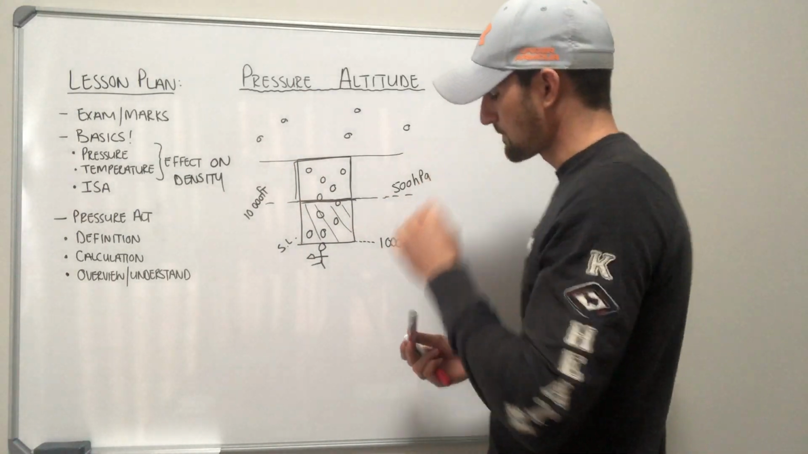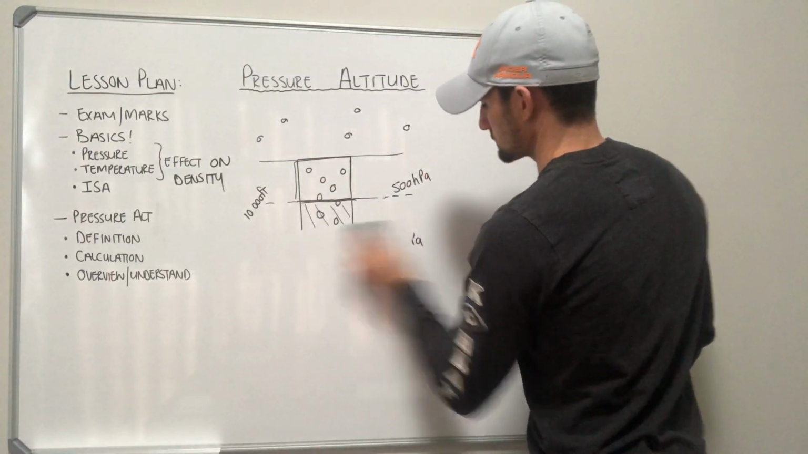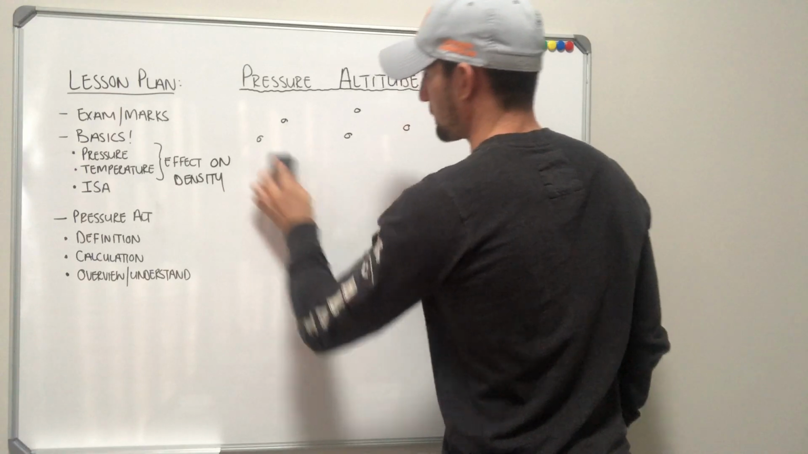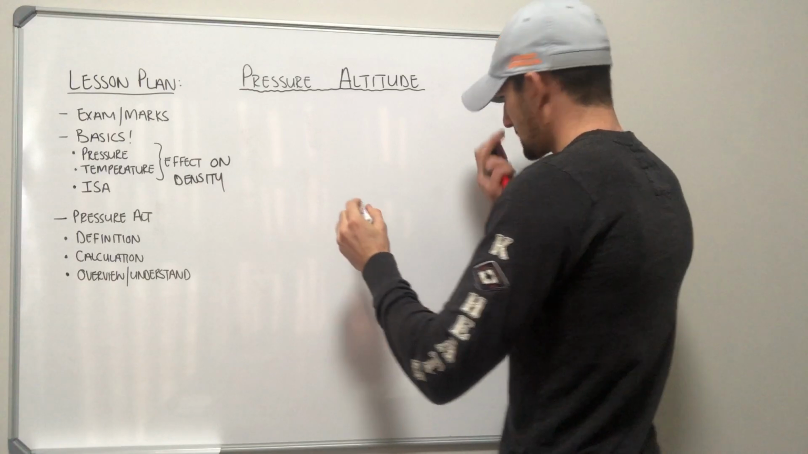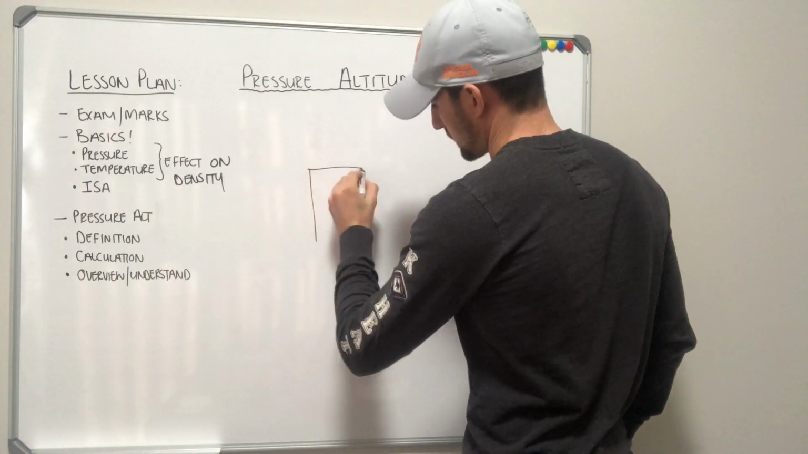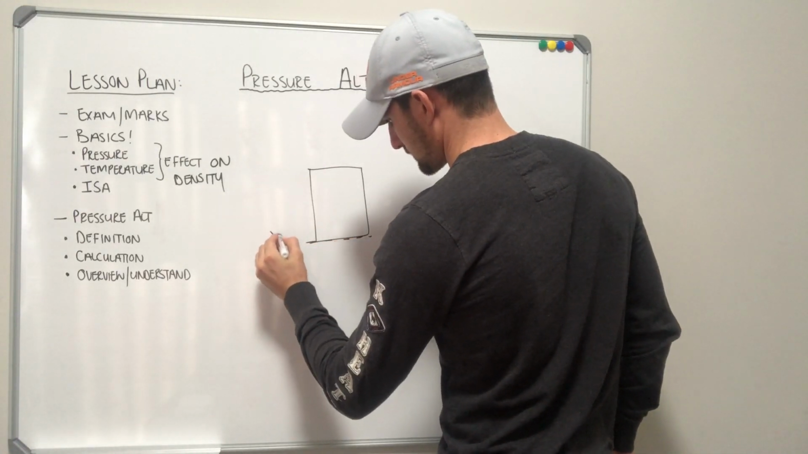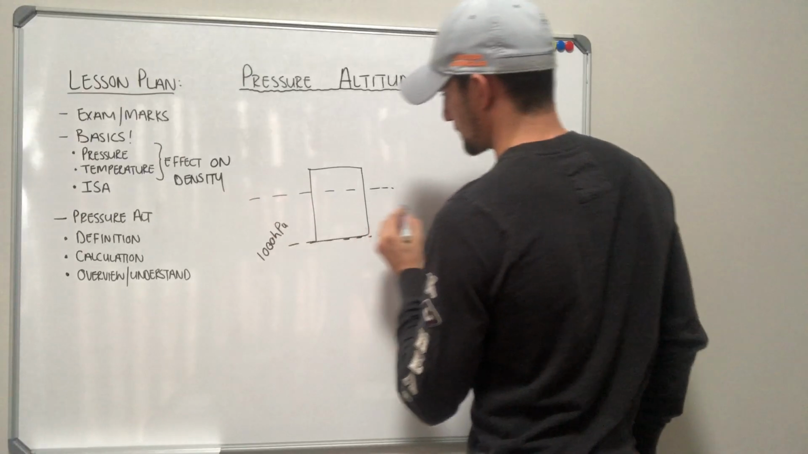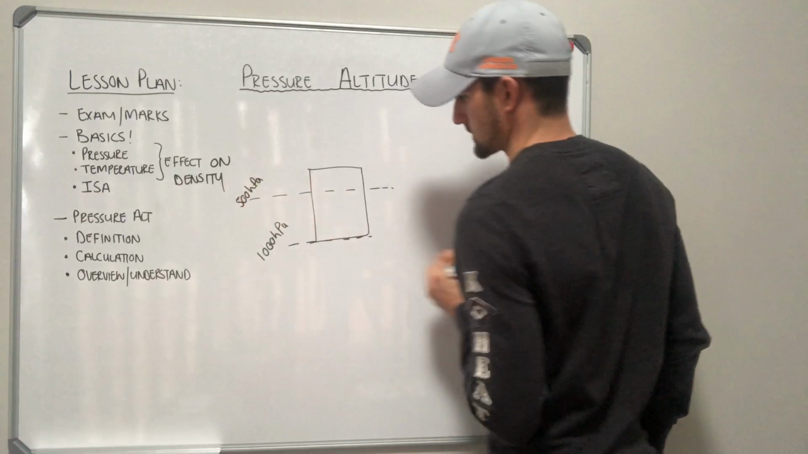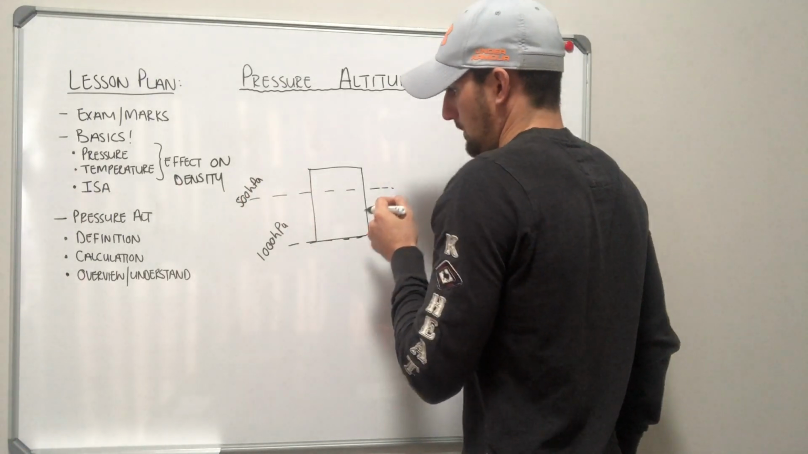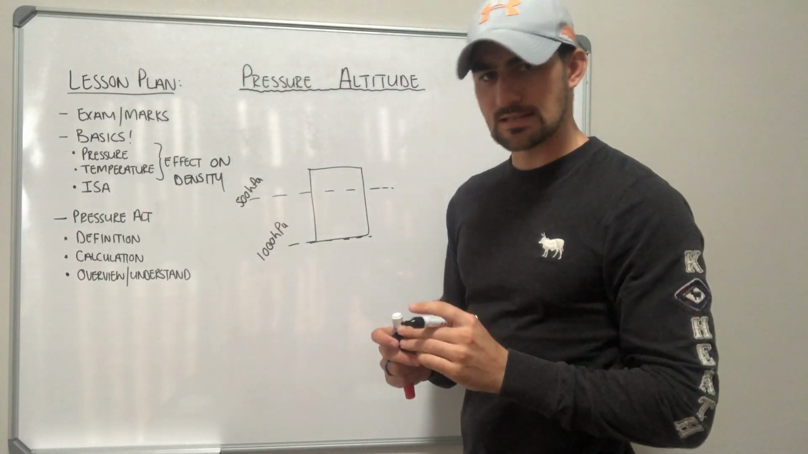Now what happens with pressure, I just want to get rid of this. What happens with, not with pressure, what happens with density as pressure reduces, okay? So we've now established that we know that this whole block is weighing 1,000 hectopascals, okay? And at 10,000 foot, it was weighing 500 hectopascals, right? So if the pressure is reducing as we go higher, what happens with the density of the air?